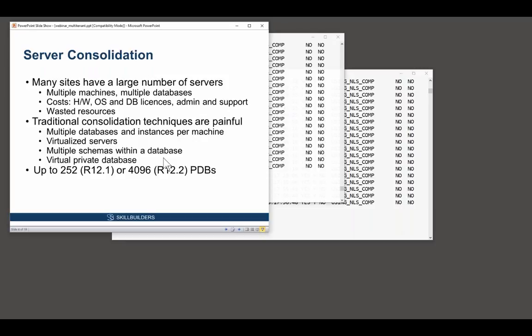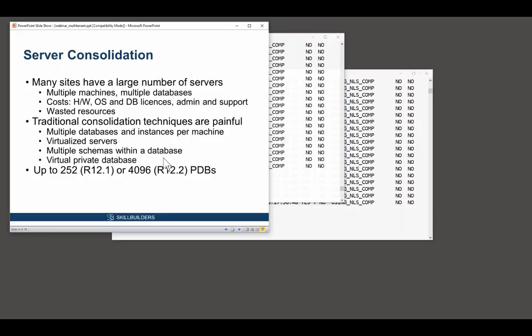Here's the headline usage of multi-tenant: server consolidation. Many environments have vast numbers of physical servers, vast numbers of databases. That means many machines, many operating system images, many Oracle homes to maintain, and associated costs: hardware costs, operating system licenses, support licenses, database licenses, all the admin support licenses. Also, there may well be quite a lot of wasted resources.